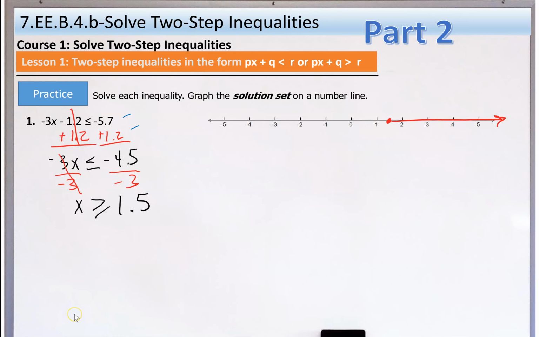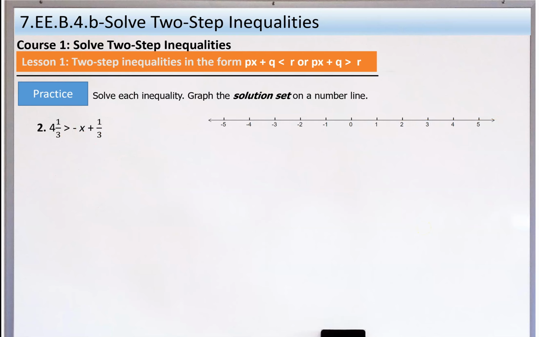Welcome back to part 2 of solving two-step inequalities. I think we stopped right here. Let's get started. Again, we have to be able to work with all different types of rational numbers: integers, decimals, as well as fractions. So let's solve this inequality and graph the solution set.